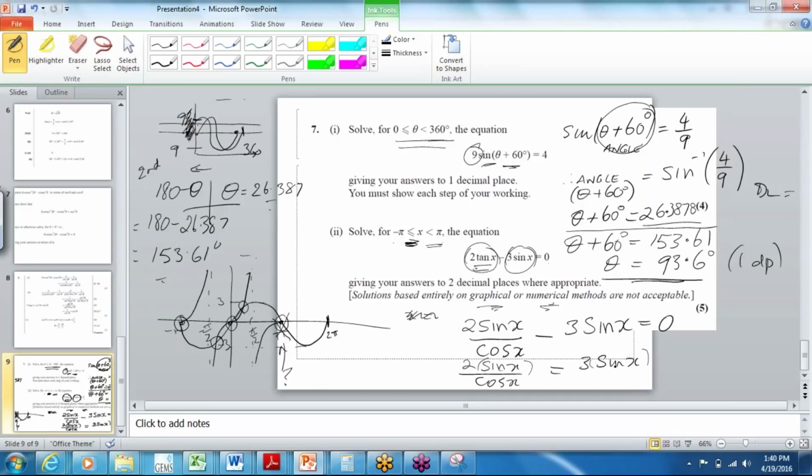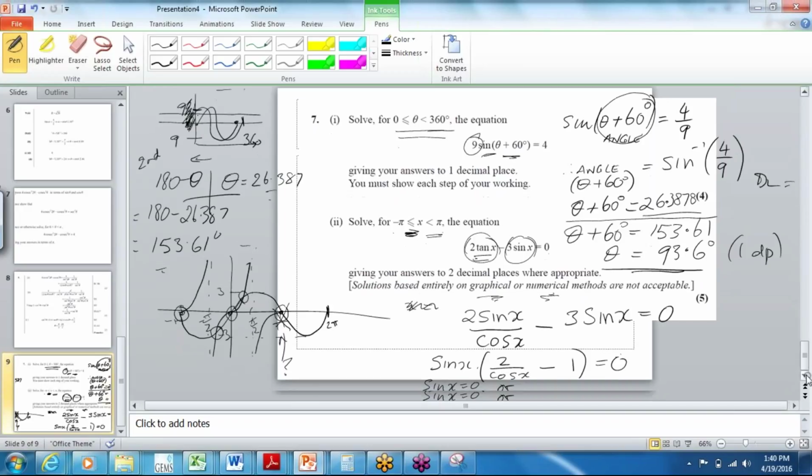Don't ever cancel. If you cancel with an x, you will cancel one of the solutions. So I'm going to bring that back. I don't want to cancel it. I'm going to factorize this. So sine x can factorize. That's sine x times (2 over cos x minus 1) equals 0. Now we're cooking with gas because now I can say sine x equals 0 because I factorized, or this bracket can equal 0.